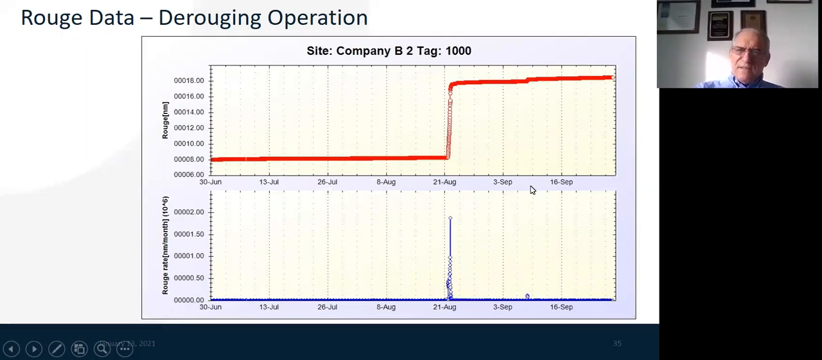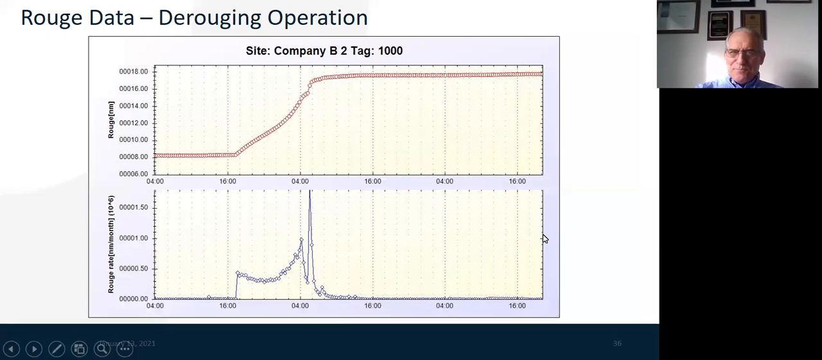This is the same site. This is the day, August the 21st, when they did a derouging function using phosphoric acid at 80%. And then over here, you'll see on September the 8th, downstream, there's a slight increase on the top line, showing that this is when the passivation was actually incurred. So there's derouging on the 21st, passivation on the 8th, and here's what transpired over that time. At 4 o'clock in the afternoon, the phosphoric acid was administered. During that time period, you'll see that there's an increase in rouge.